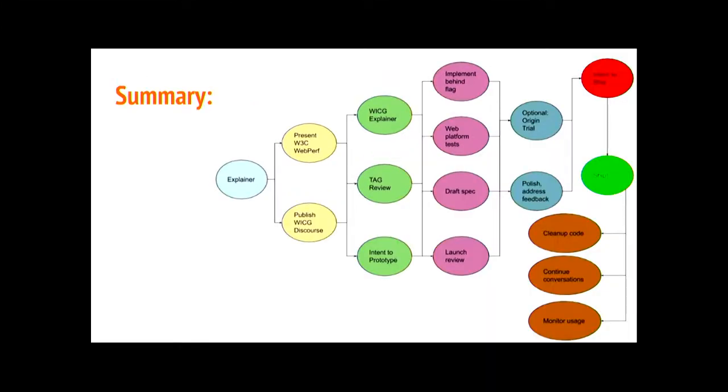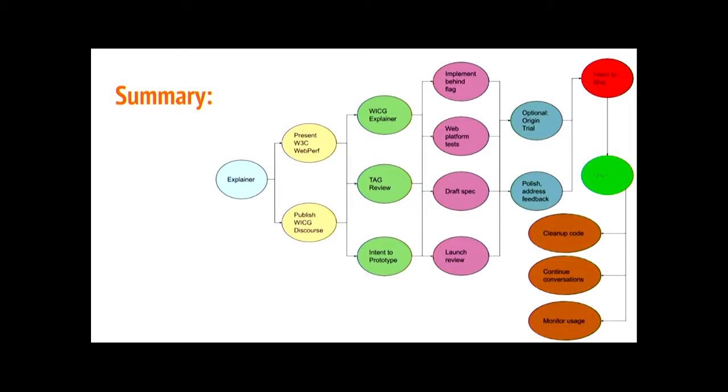In addition to that, we can start requesting a TAG review. We can send an intent to prototype saying we're ready because we have this concrete proposal of how to solve this problem, and we're going to start implementing behind the flag. After you've done all those steps, then you can implement behind the flag. And while you implement, also very important, write web platform tests so that not only Chrome knows how to implement the API. In addition to that, write a draft spec for the same reason. And then do a launch review. That's more internal, but it helps surface potential problems.